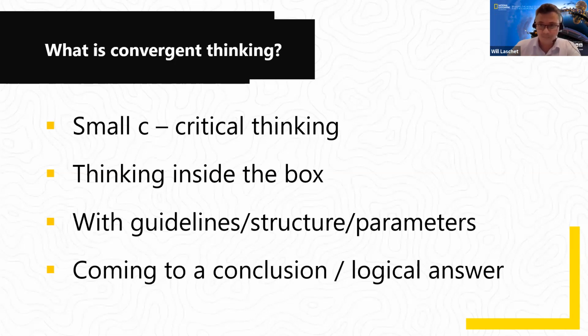And what this also means is that we're talking about coming to a particular conclusion, finding a logical answer, or finding one particular solution. So this is just a summary of the difference between divergent and convergent thinking. We're going to come back to this at the end of the session.